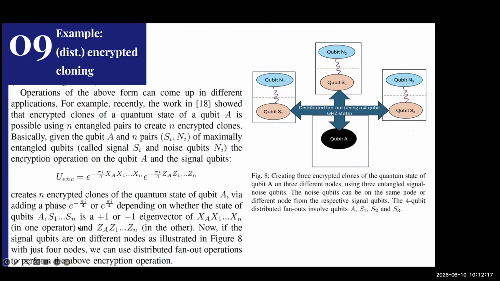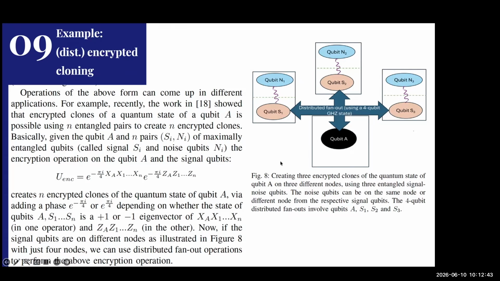Okay, and this is a recent work on encrypted cloning, right? So not actually cloning as in a typical clone, but encrypted cloning has been made possible. There's a reference for that in 18. So you can actually create encrypted clones, so not clones, but encrypted clones of a particular qubit operation.